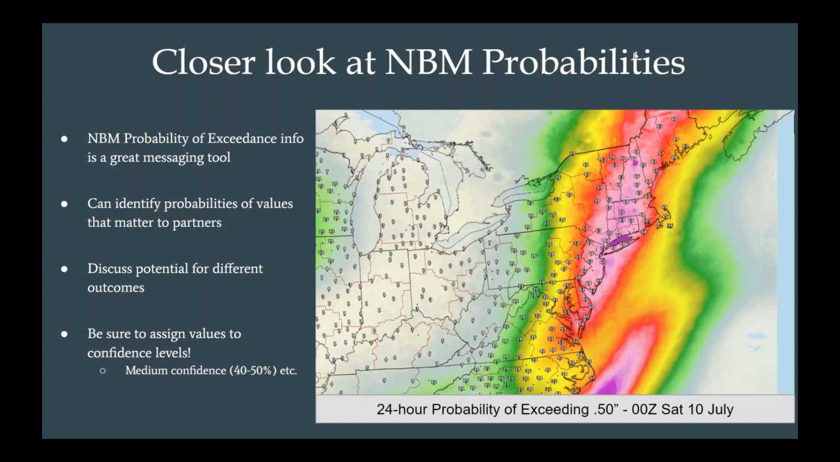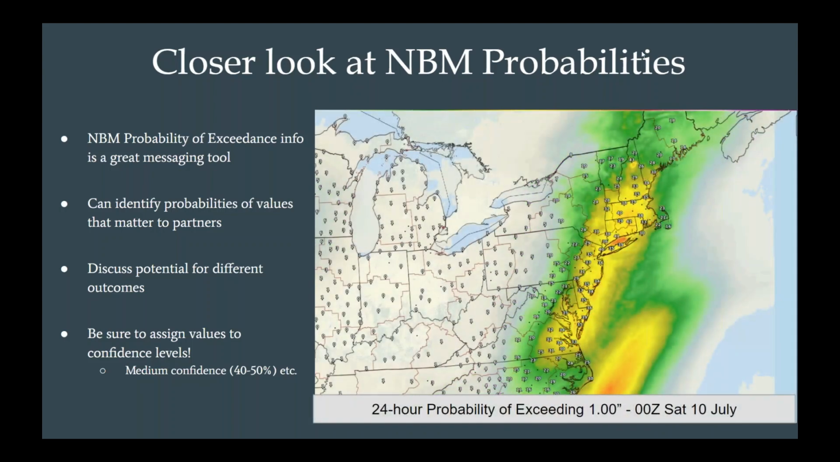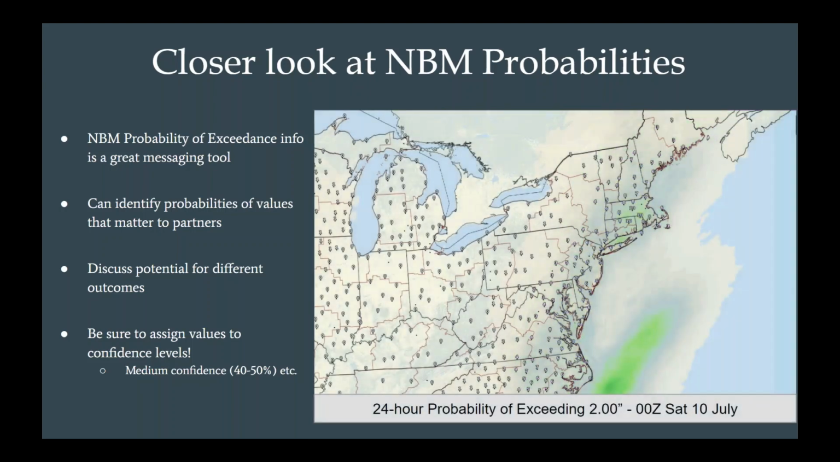So here the image is a 24-hour probability of exceeding half an inch, ending at 0Z on Saturday. And we're focusing here on Connecticut and Rhode Island. You can see there's a 60 to 70% probability of exceeding half an inch. You go forward, Andy, we're going to look at the 1 inch probability of exceedance. So now you're in roughly the 35 to 45% range of exceeding 1 inch. And if we go forward one more time, we'll look at the probability of 2 inches. Although it's not likely, there is around a 10% probability of exceeding 2 inches there in Connecticut and Rhode Island.